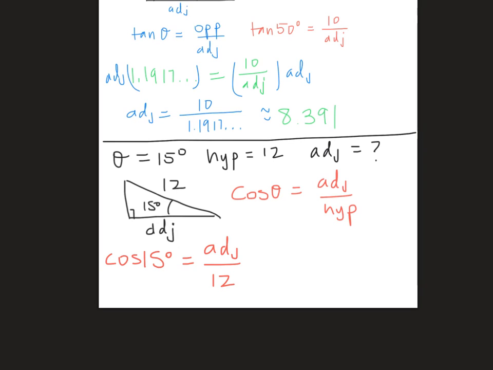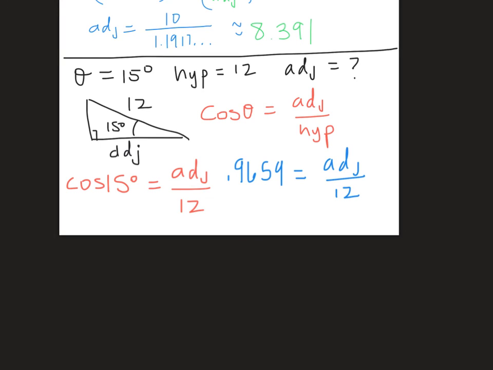Plugging cosine 15 into the calculator gives us a value of 0.9659, and it doesn't repeat, doesn't terminate, and that's equal to adjacent over 12. All right, we just need to multiply both sides by 12 to get the adjacent by itself. So the adjacent equals 12 times 0.9659, or 11.591.